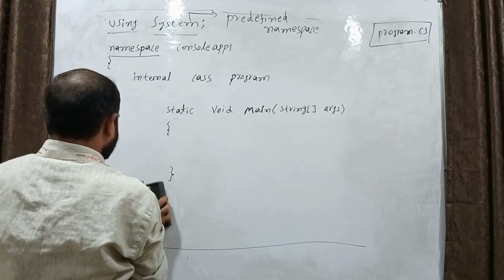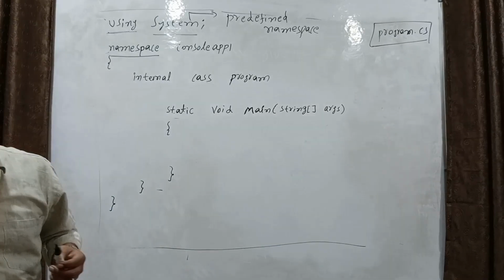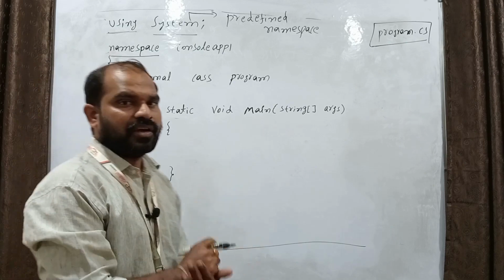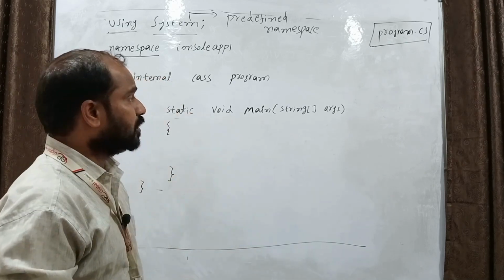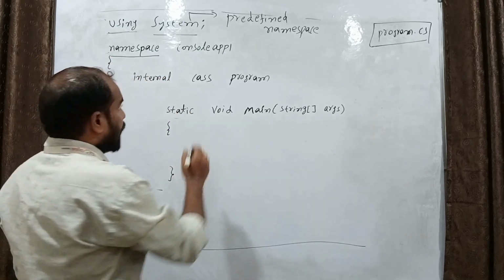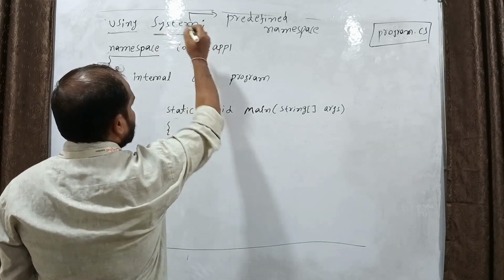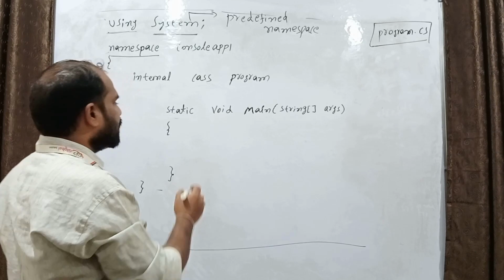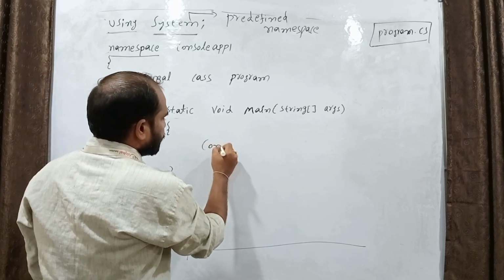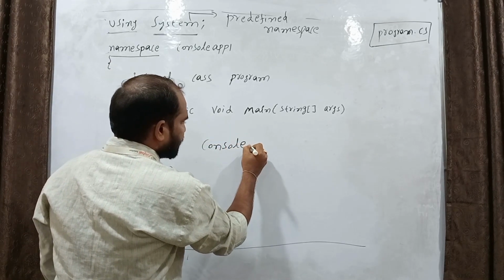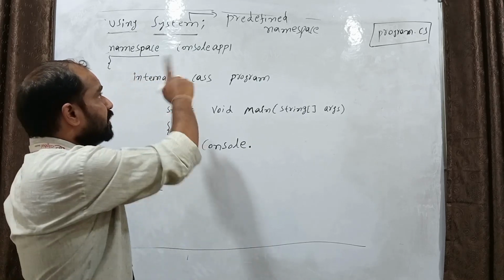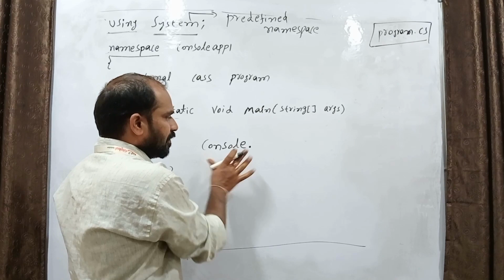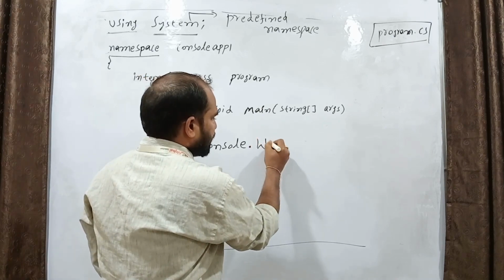Now, how do we print data onto the console by executing the program? Under this System namespace, we have predefined classes. One such class is Console. Console is a class which is predefined inside the System namespace. And inside this class, one method is there, which is WriteLine.